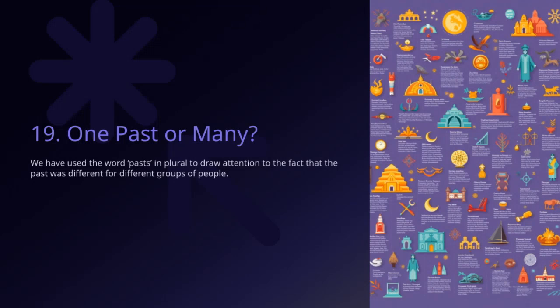We have used the word pasts, in plural, to draw attention to the fact that the past was different for different groups of people. This means that rather than thinking of history as a single, uniform story, we should recognize that different communities and groups experience their histories in unique ways. By acknowledging multiple pasts, we can better understand the diverse perspectives and experiences that shape our present. It's an important reminder that history isn't one size fits all, and that understanding these different pasts helps us build a more inclusive and nuanced view of the world.